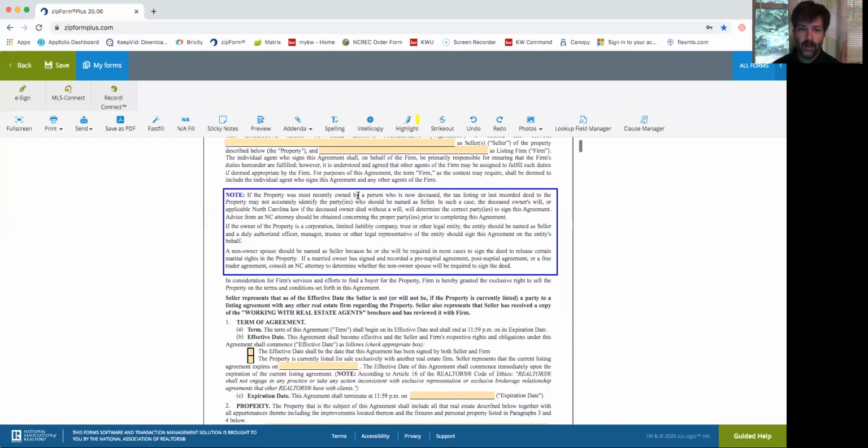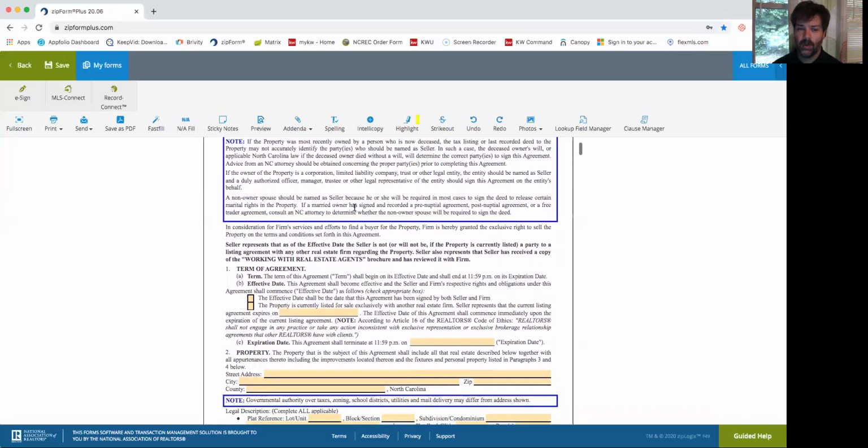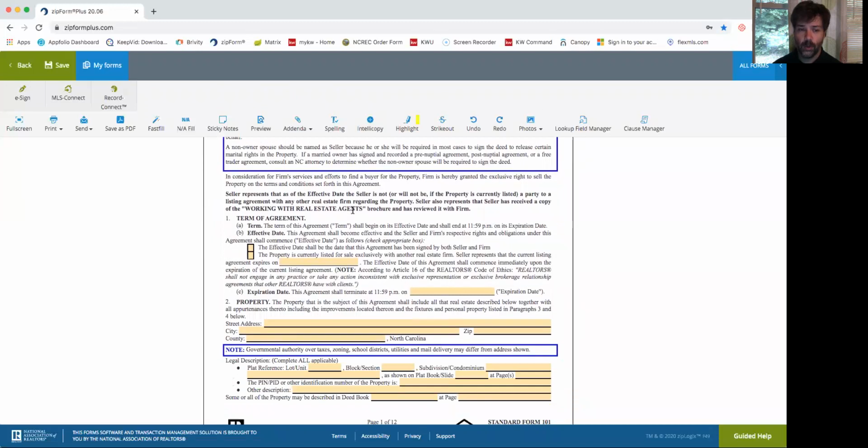So put that there. Remember to always look at the boxes. And if you have an estate or anything like that, always check with a legal advice, get the appropriate attorney to review it. So you're not entering into an invalid listing agreement. We want to make sure we have the correct persons as our sellers before we move forward.